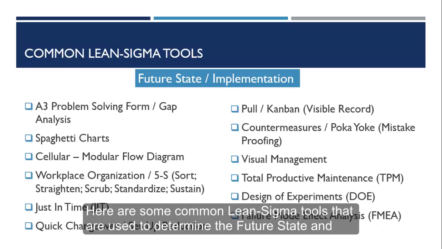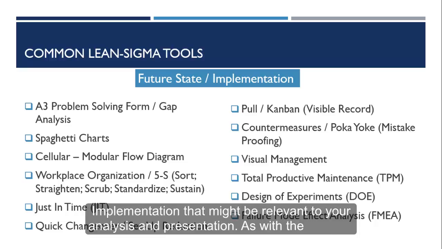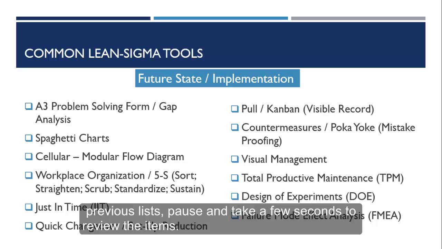Here are some common Lean Sigma tools that are used to determine the future state and implementation that might be relevant to your analysis and presentation. As with the previous list, pause and take a few seconds to review these items.